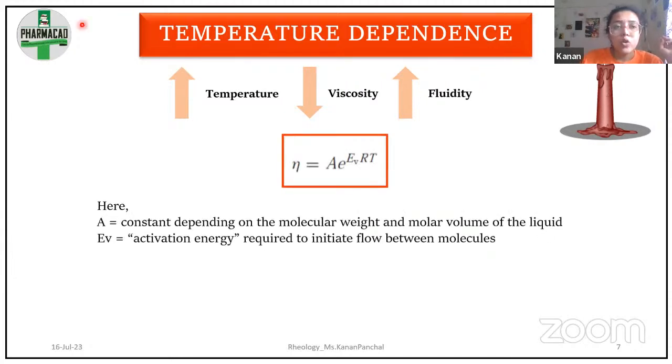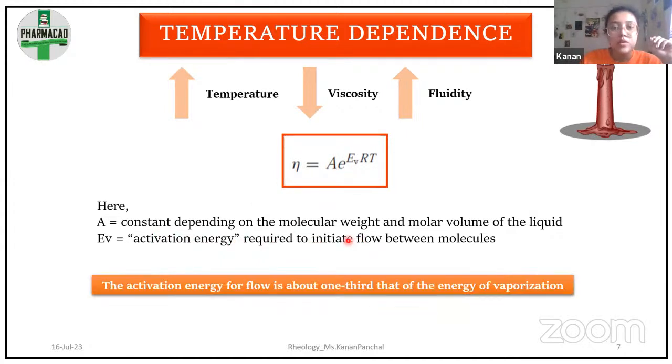To study that, this is one equation derived: eta equals A e raised to Ev by RT. Where A is a constant which depends on the molecular weight of the liquid and all. It's a constant dependent on the system. Ev is the activation energy, the thermal energy required to create a flow or to initiate a flow. R is the gas constant and T is temperature in Kelvin. So this is how temperature and energy are related with your viscosity.